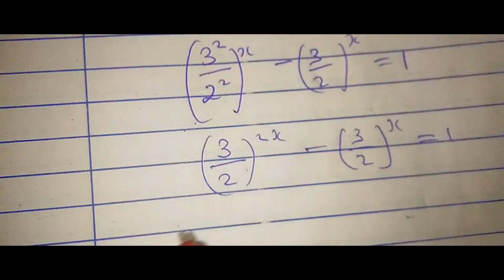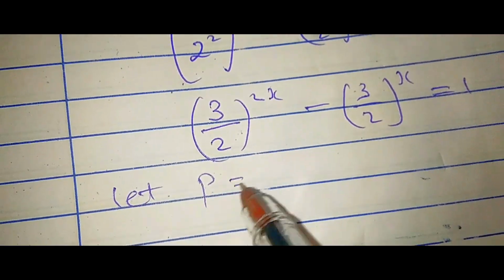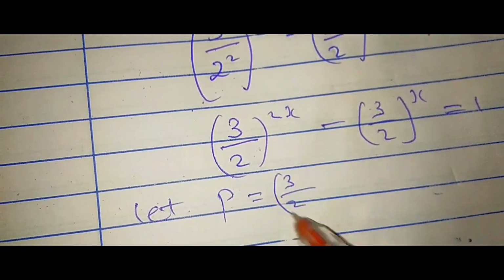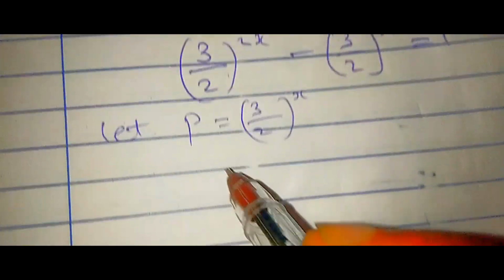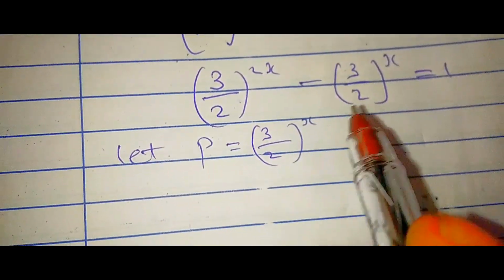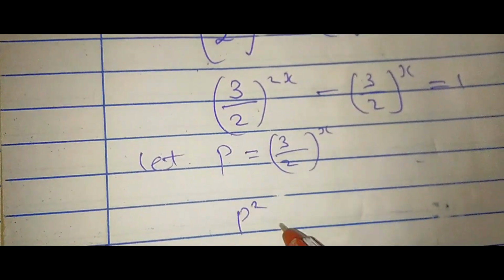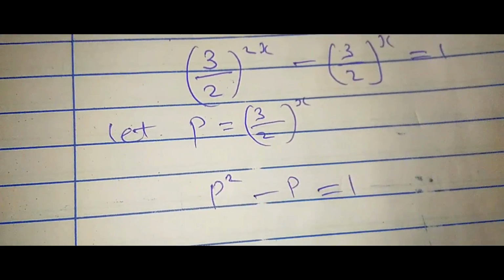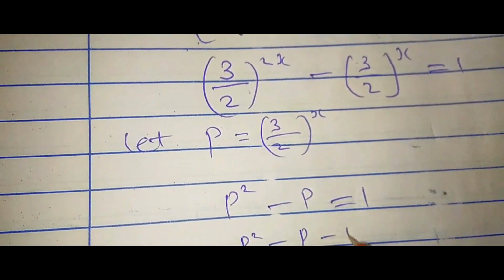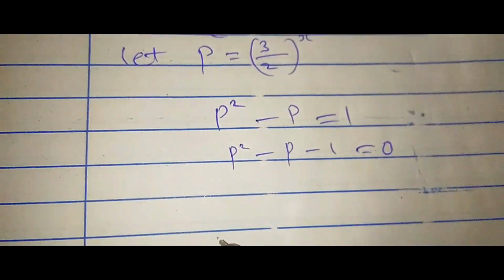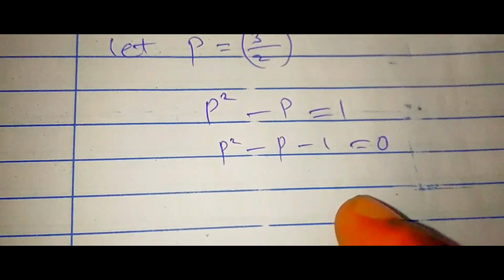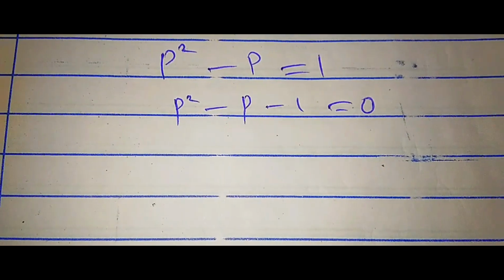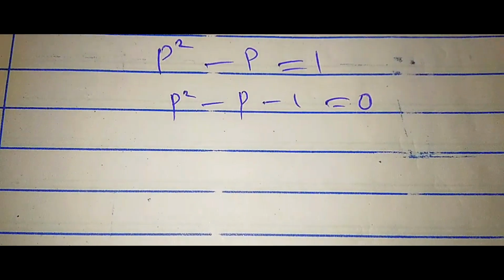So for us to simplify the problem, we say that let p be equals to 3 over 2 raised to the power x. So we simplify our problem to become p squared minus p is equals to 1. So we are arranging this. We have p squared minus p minus 1 is equals to 0.